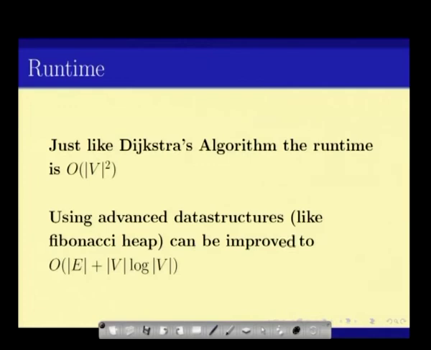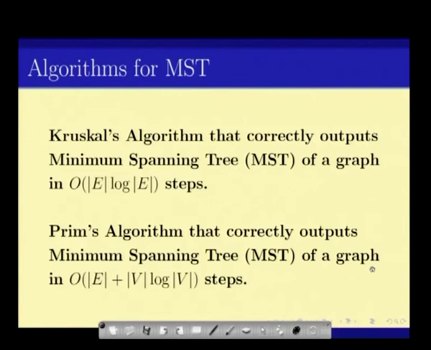If you use some advanced data structure like a Fibonacci heap, then one can improve it to E plus V log V. Note that this V squared or this E plus V log V is better than what we got for Kruskal's algorithm, which was order E log E, because E can be of the order V squared. So, we have removed a log V factor.